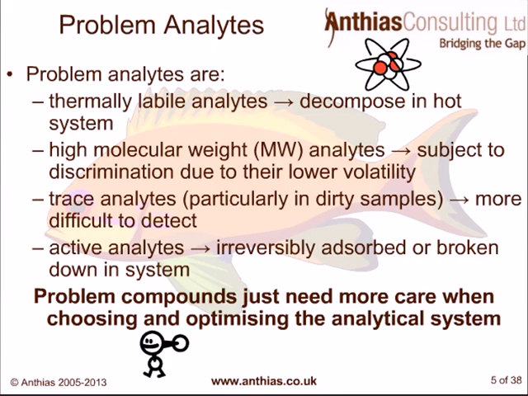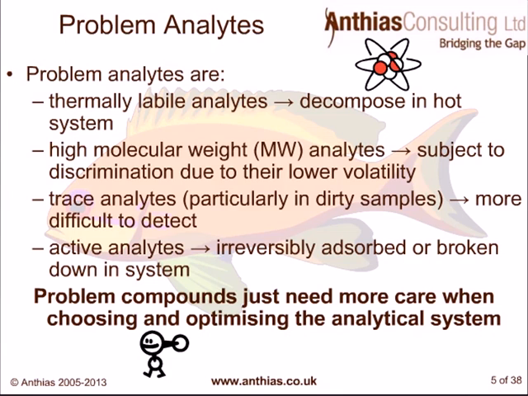High molecular weight analytes. I just mentioned that I've set up methods which are still being used with molecular weight up to around 1200, and these are subject to discrimination due to the low volatility. So again, if we've got these high molecular weight compounds, we want to get all of the molecules of those compounds through to the detector without losing any en route due to mass discrimination.